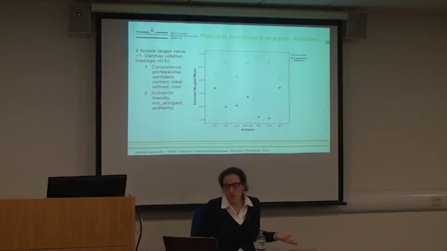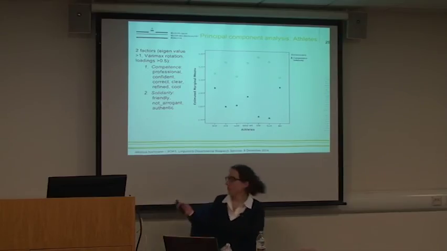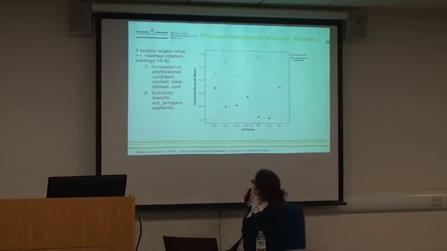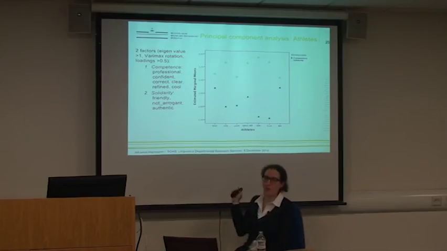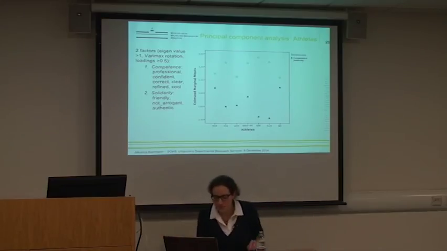Again, I tried to see how these things bundle together. It works better for the athletes than for the newscasters. For the competence factor, the items professional, confident, correct, clear, refined, and cool bundled together, and for solidarity, friendly, not arrogant, and authentic. So what can we see from this? First of all, athletes are generally not considered to be professional, because all the professional ratings are below the solidarity ratings, or all the competence ratings there.